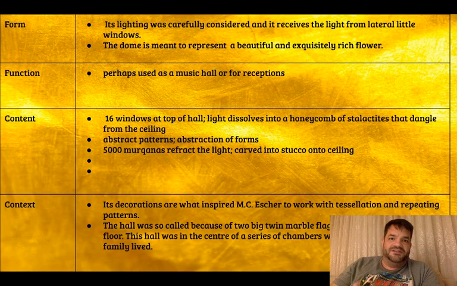Escher was inspired by the art of the Alhambra and the geometry of the Alhambra, and he used that as the basis for his own art. And so it has influence even into the 20th and 21st centuries.